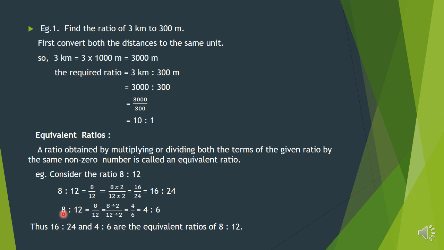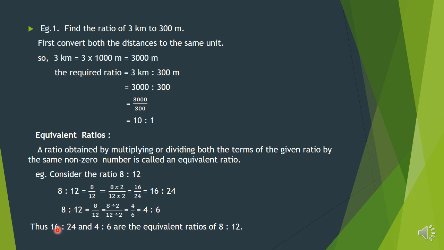The given ratio we write as a fraction. 8 is to 12 we can write as 8 by 12, and we can divide both numbers by 2. They are even numbers, so we can divide by 2. So 8 divided by 2 upon 12 divided by 2. When you divide 8 by 2 we get 4, and when you divide 12 by 2 we get 6. So 4 by 6, and this can be written as 4 is to 6. So children, 4 is to 6 is an equivalent ratio of 8 is to 12.